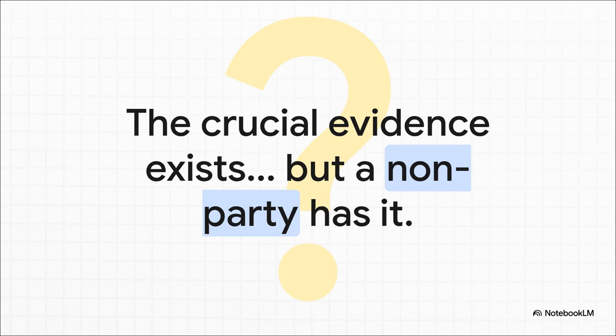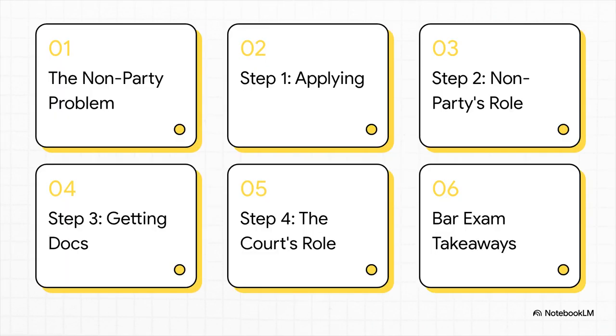The federal court rules give you a specific playbook, and that's what we're going to walk through right now. So here's our game plan. First, we'll quickly frame the non-party problem. Then we'll go through the 4 essential steps: how you apply, what the non-party has to do, how you actually get the documents, and what happens when the court has to step in. And then we'll wrap it all up with some key takeaways you can bank for the bar exam.